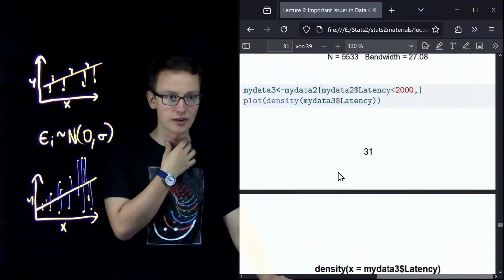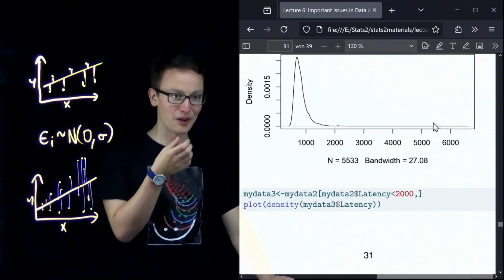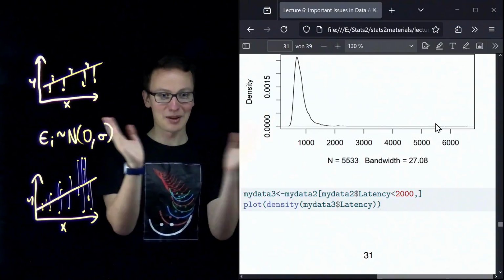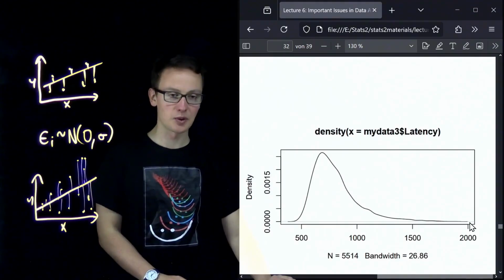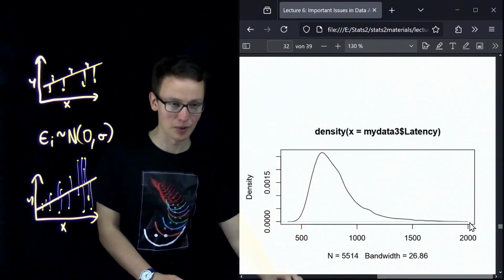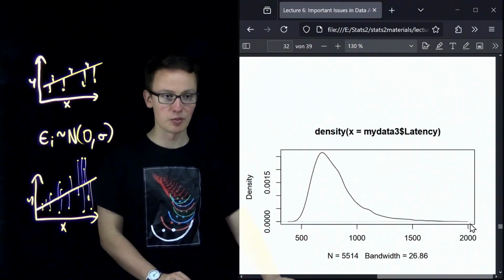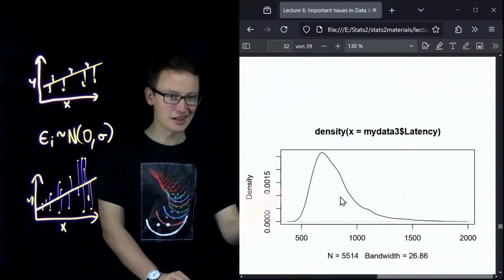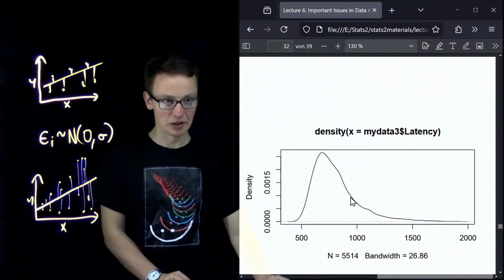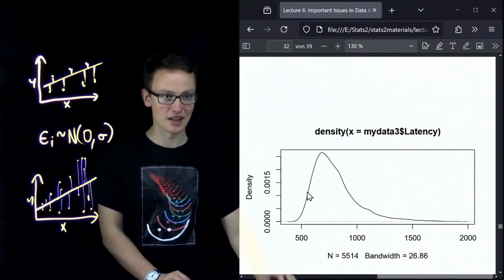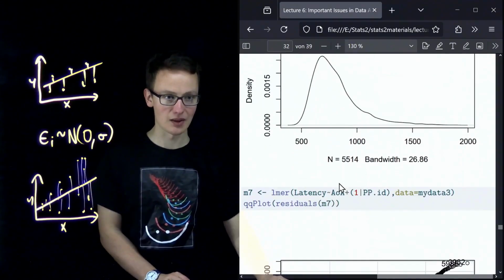So that's now the new plot that has, by default, a much smaller range on the x-axis, because these very few rare but influential data points above 2000 milliseconds have been removed. It looks a bit better. It's still a bit skewed, right? So you can expect that it's not perfectly normal, but it looks better, of course, than having these very extreme guys in there as well.